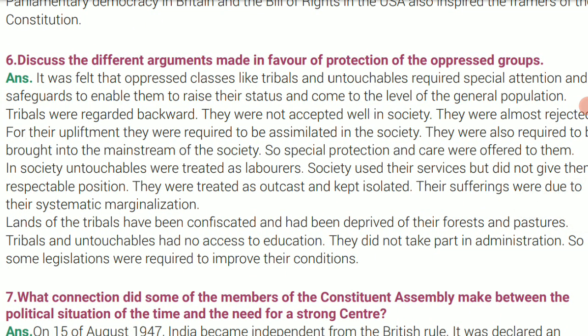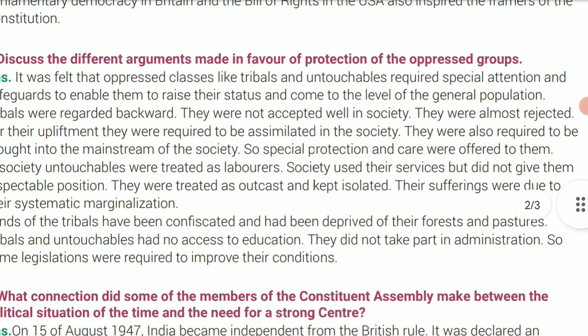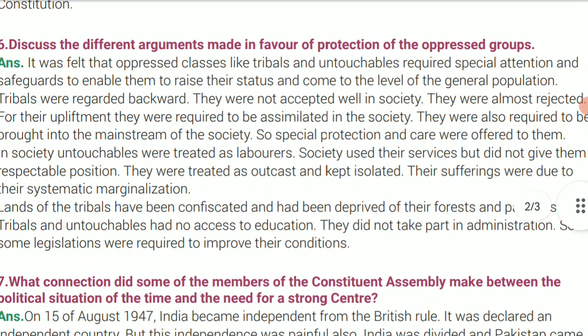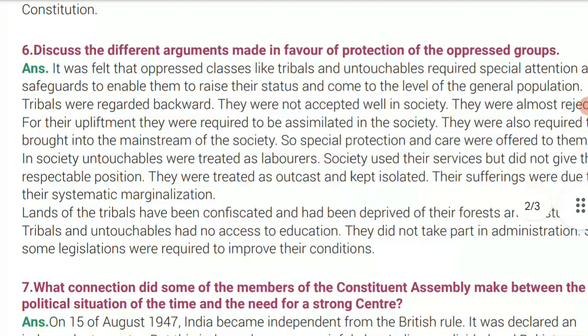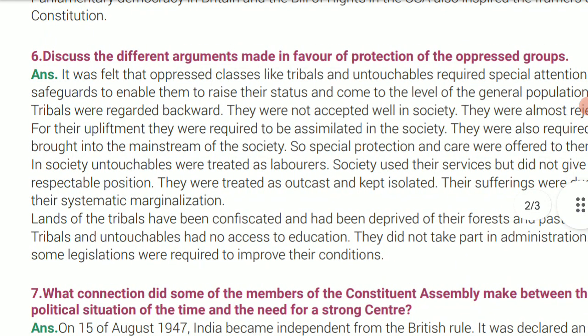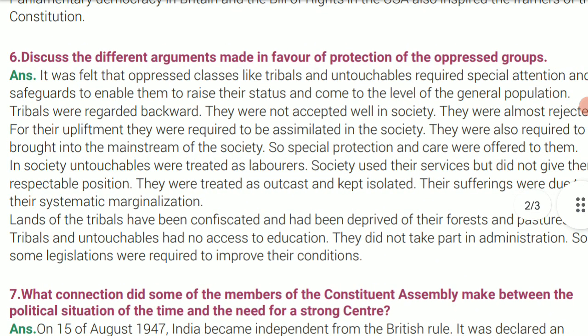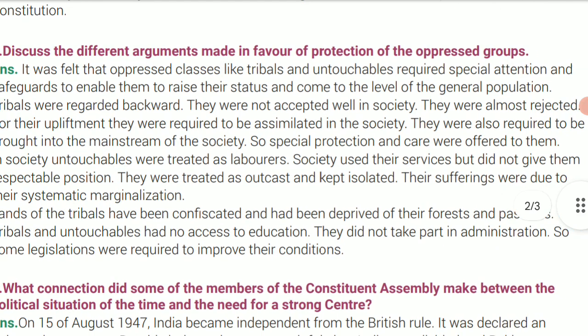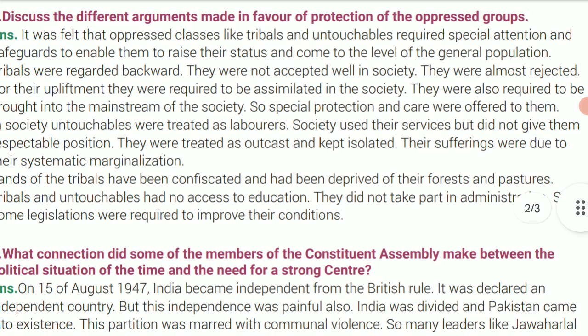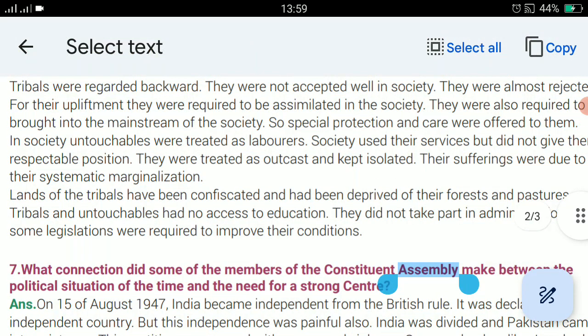They were required to be assimilated in society. They were also required to be brought into the mainstream of society, so special protection and care were offered to them. In the case of untouchables, society treated them as laborers. Society used their services but did not give them respectable positions. Untouchables were treated as outcasts and kept isolated. These sufferings were due to their systematic marginalization.